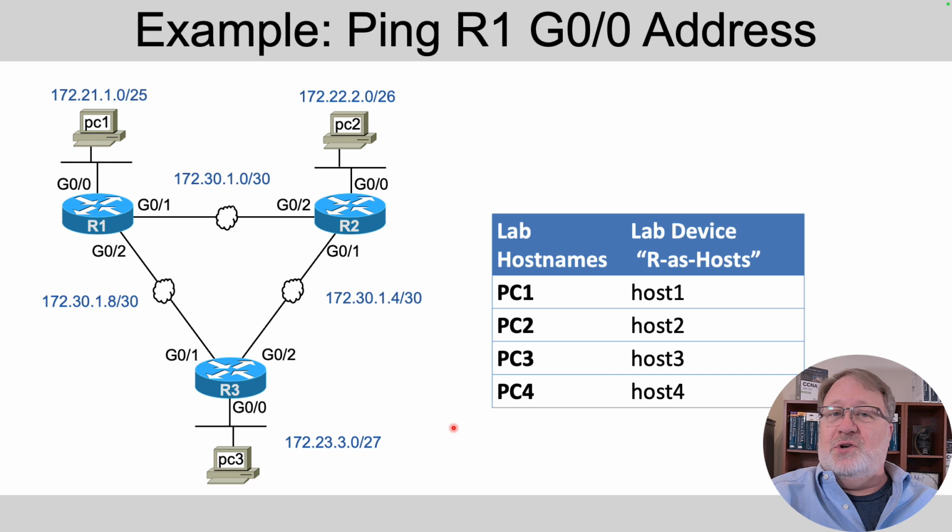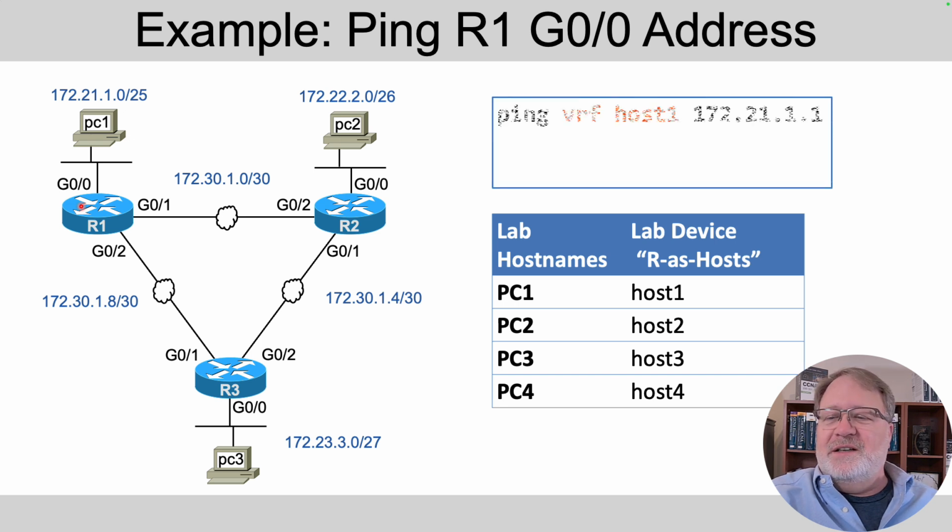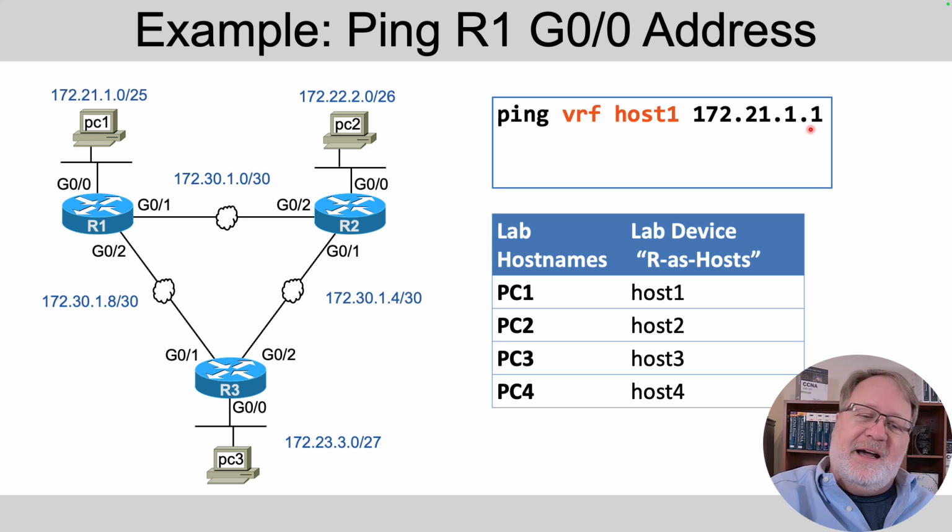And here's the deal. Let's just say we wanted to use a ping command and we wanted to ping this router IP address, R1's gig 0/0 IP address. Well, we could do that from this one router-as-many-hosts. What you would do then is get into the console of that one router and do ping vrf host1, to mean ping as if I'm host number 1 in this design. And then there's our destination IP address. So where would that packet go? It would go from that router-as-many-hosts, as if it was PC1, into this LAN to R1 and back.